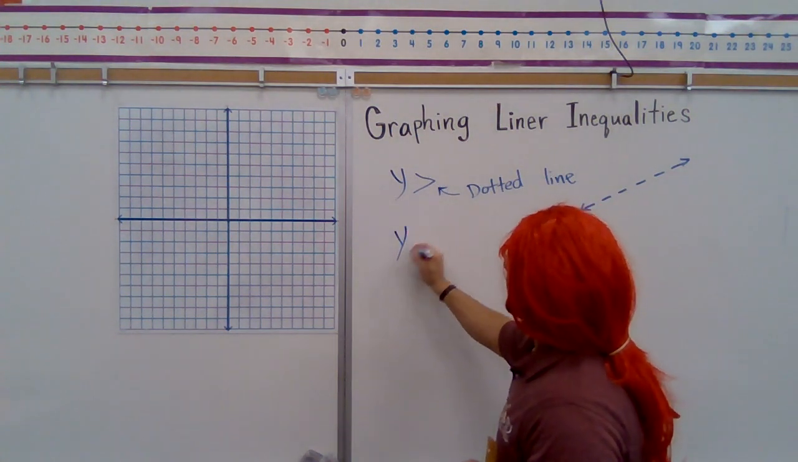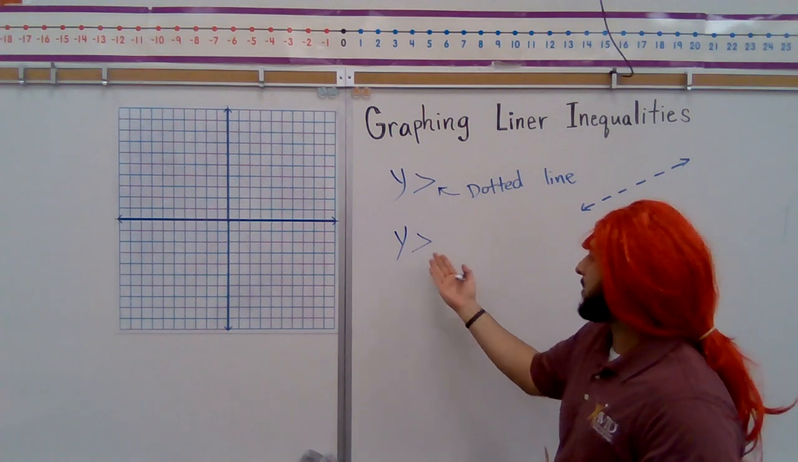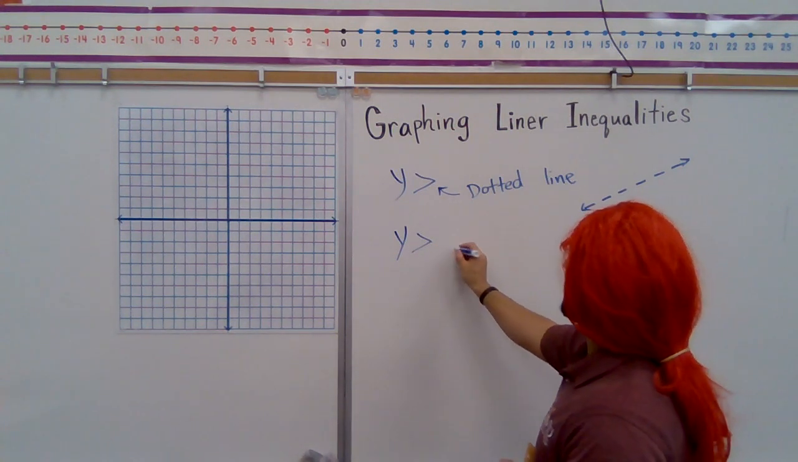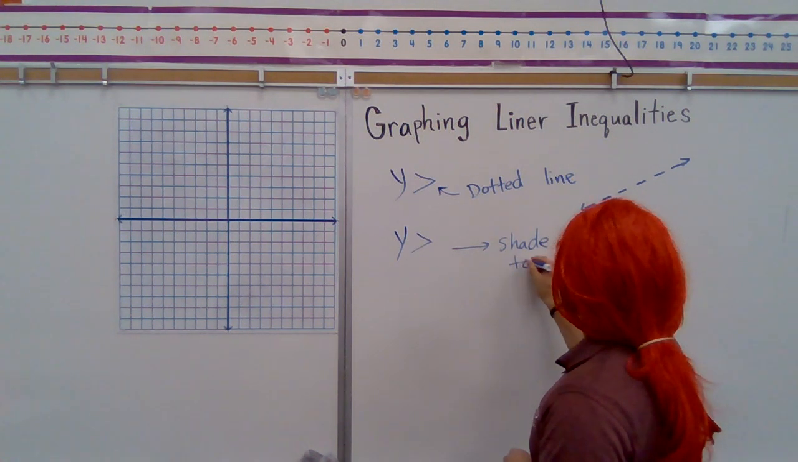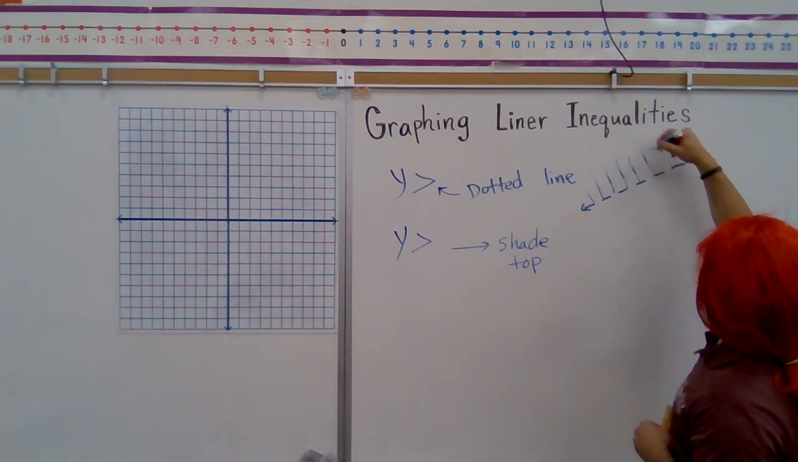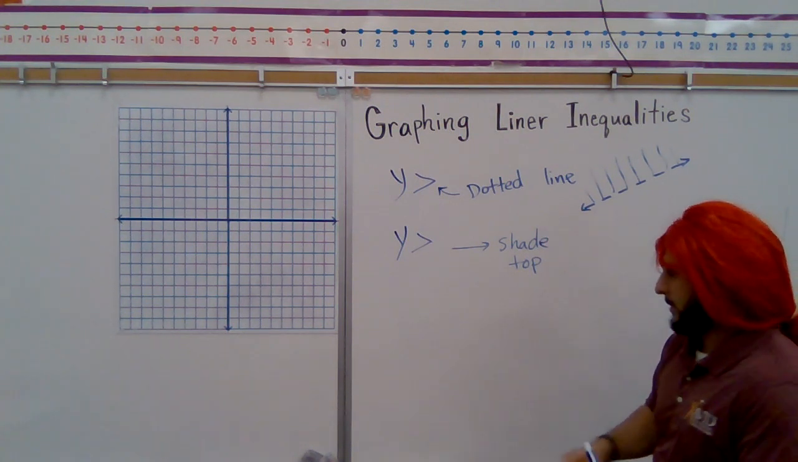Now the next part, if the alligator is eating the y, or your symbol is greater than or equal to, you are going to shade the top. That's saying all your solutions are going to be above the line. Let's begin.